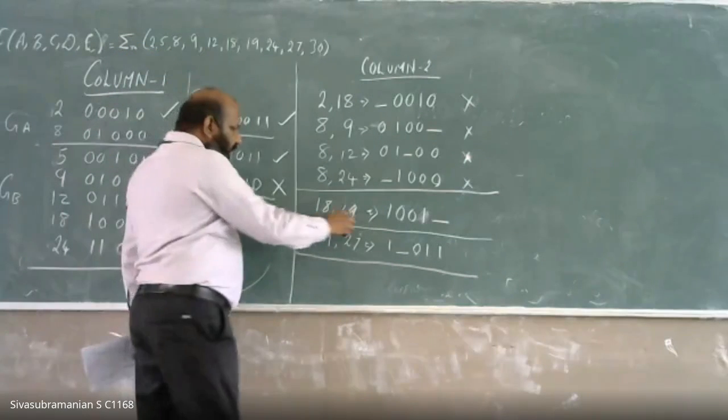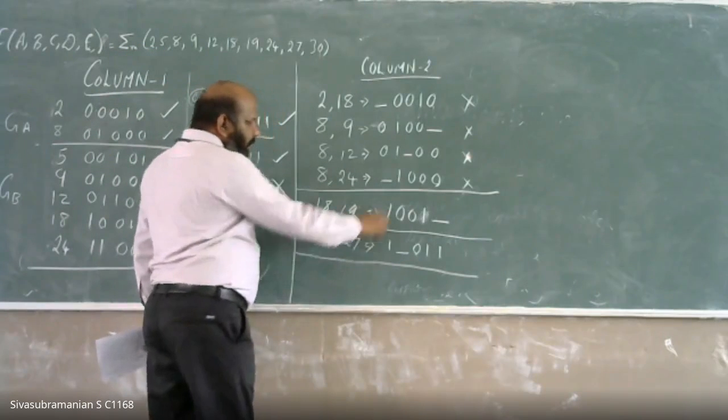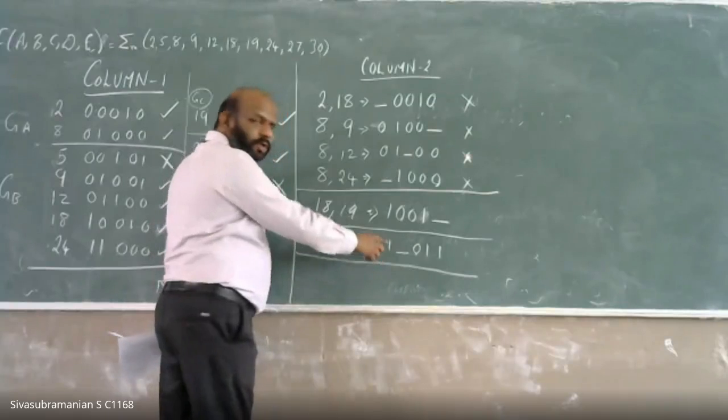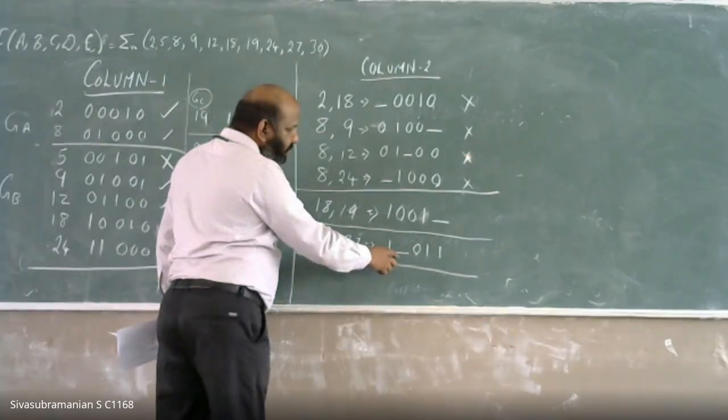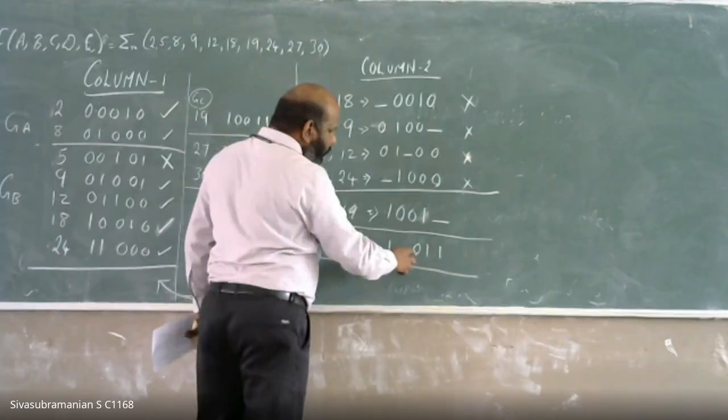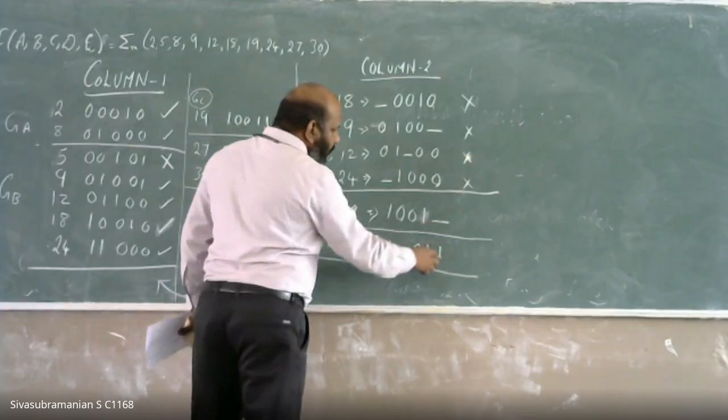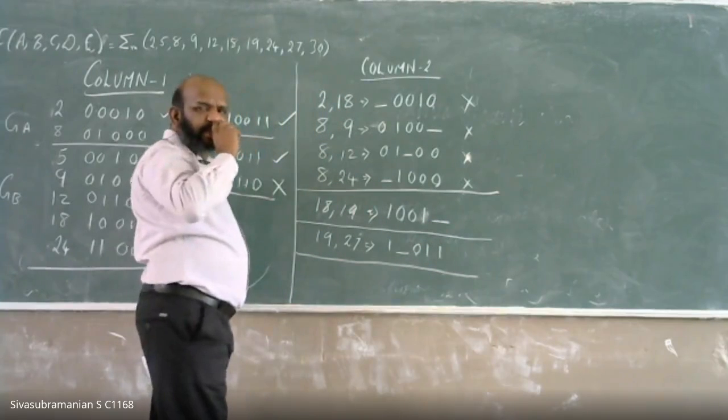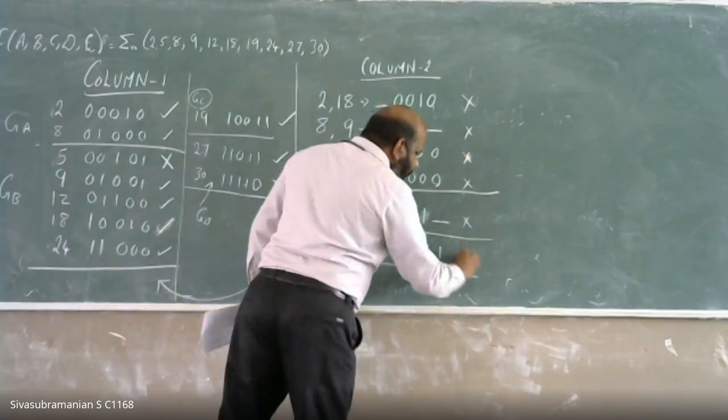Okay, compare it as 18, 19, 19 and 27. 0, 1 and 1, no variation. 0 and 1, first bit variation. 0 and 0, no variation. 1 and 1, no variation. Dash and 1, again, there is a variation. So this is also possible.